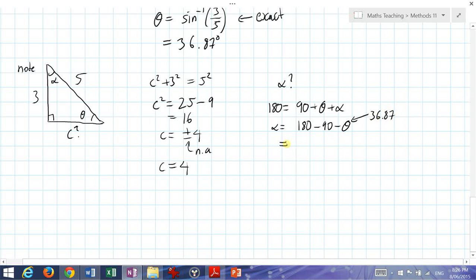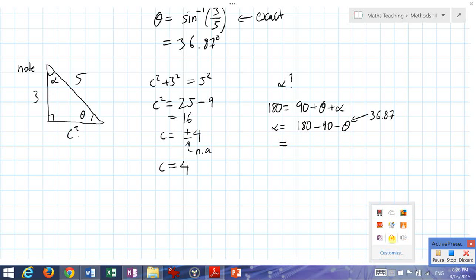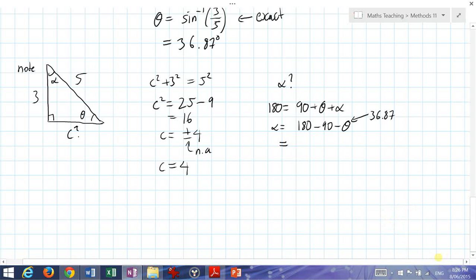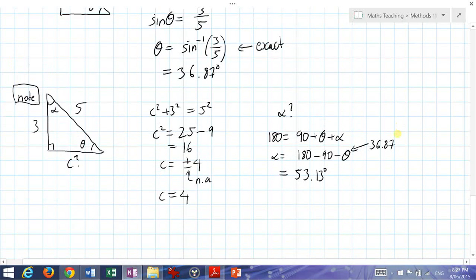In your calculator, you would get that alpha is 53.13 degrees to 2 decimal places. So we're all talking about degrees here, not radians. And these are just two things to note of ways of finding other unknowns in a triangle besides SOH-CAH-TOA. You can use Pythag, and you can use the fact that all the angles in a triangle add up to 180.